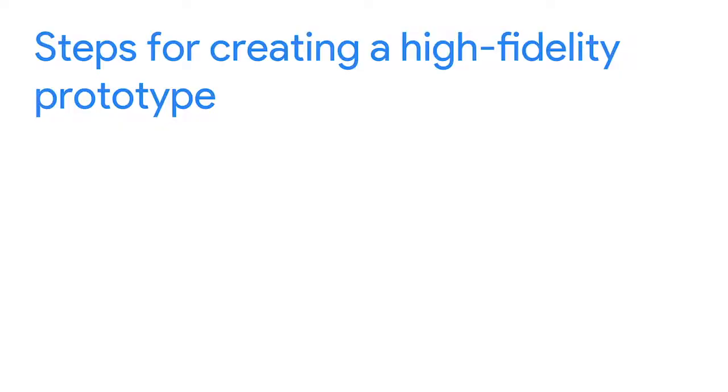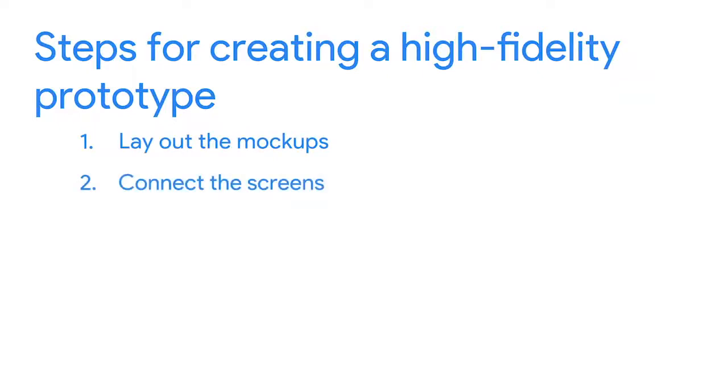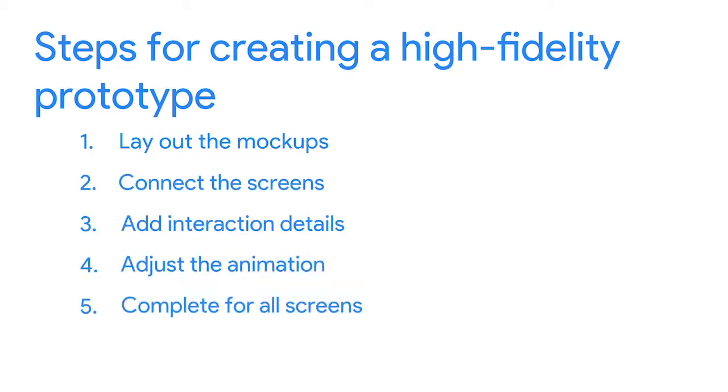Hello! It's time to learn how to create prototypes of our responsive website designs in Adobe XD. In particular, I'll focus on how to go from mockups to high-fidelity prototypes for the desktop version of the library website. In an earlier course, you learned that you could create a high-fidelity prototype following 5 steps. Lay out the mockups, connect the screens, add interaction details, adjust the animation, then complete for all the screens.